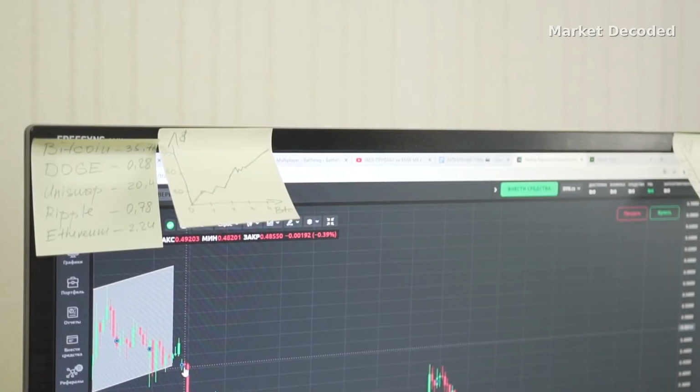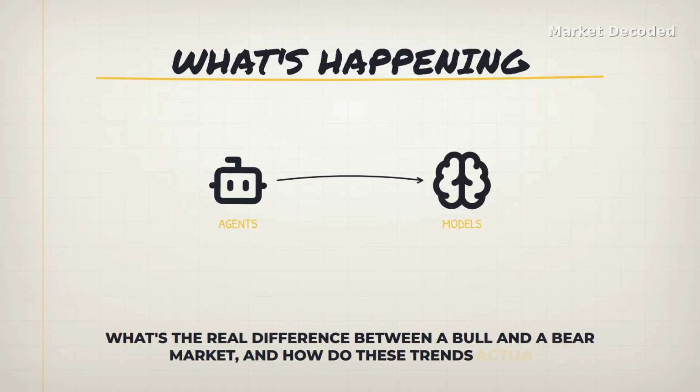What's the real difference between a bull and a bear market? And how do these trends actually impact the economy? To understand this, let's start with the basics.